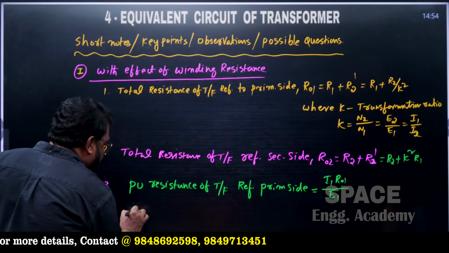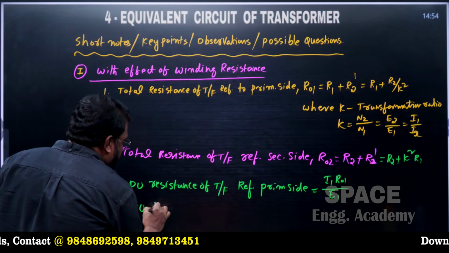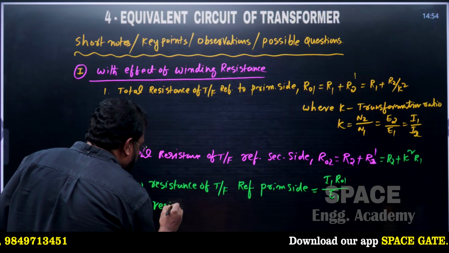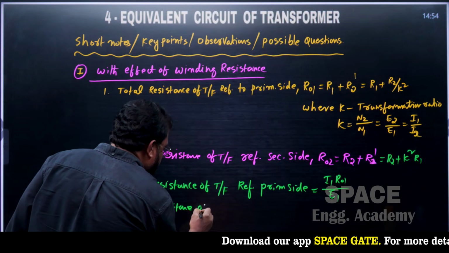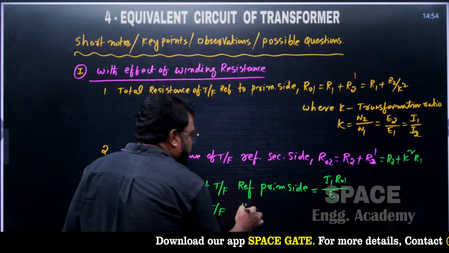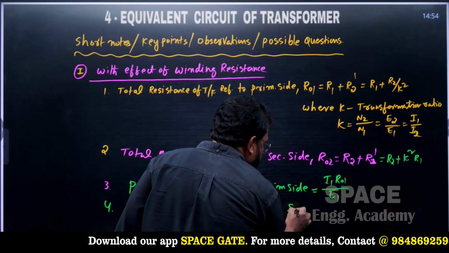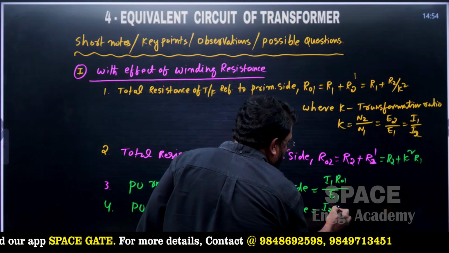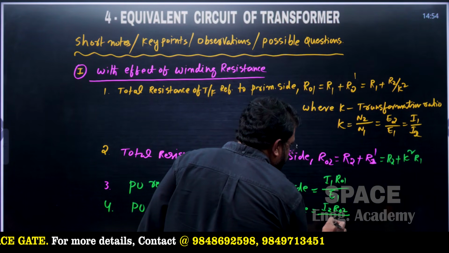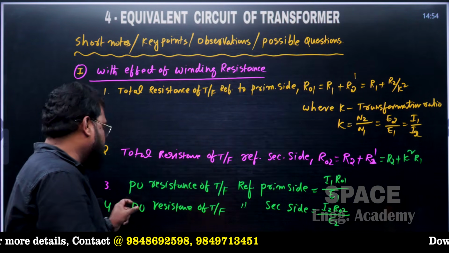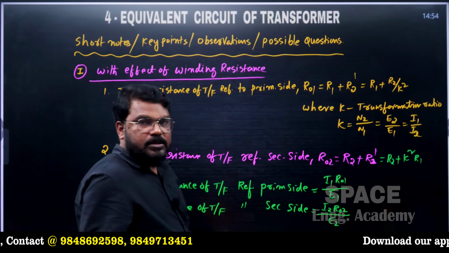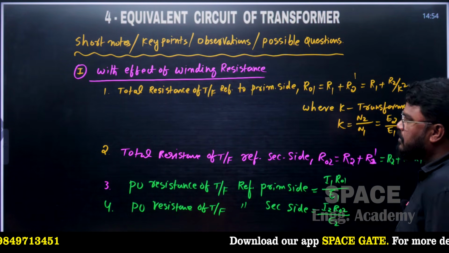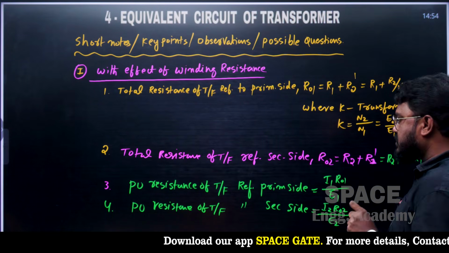And fourth one, per unit resistance of the transformer referred to the secondary side of the transformer. Now it is equal to I2 R02 divided by E2. So per unit resistance of the transformer referred to the secondary side. This is another formula or another possibility of the question with effect of winding resistance.